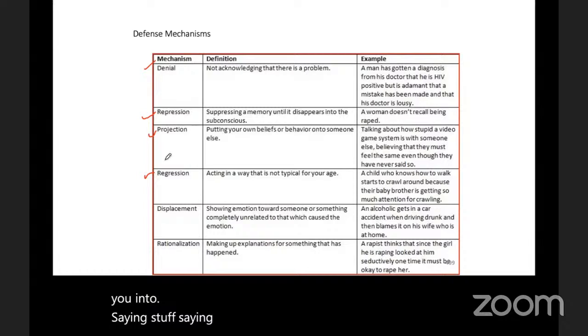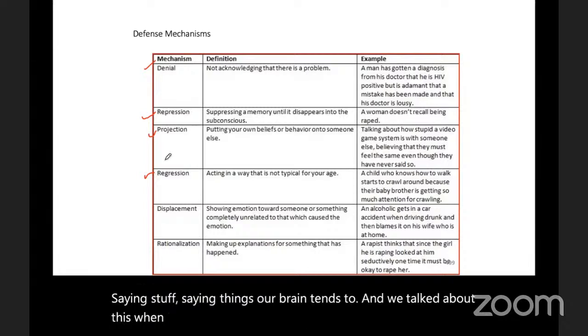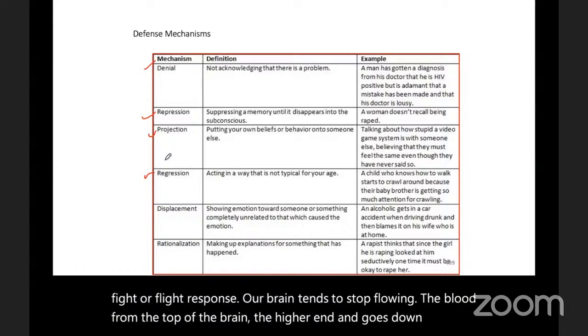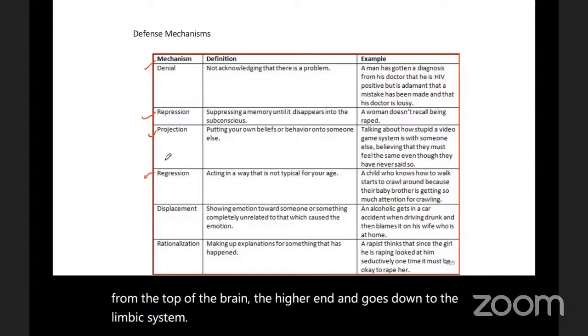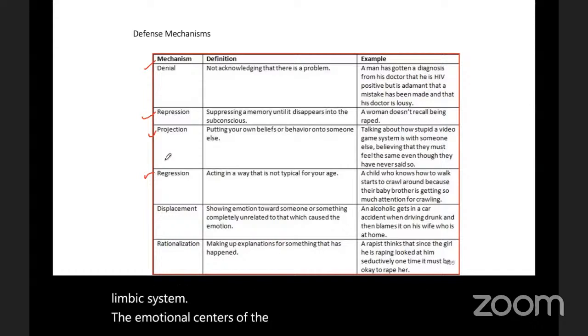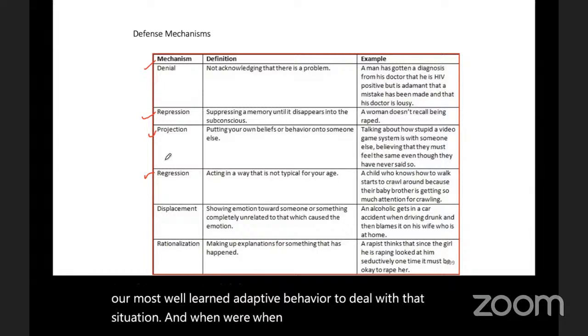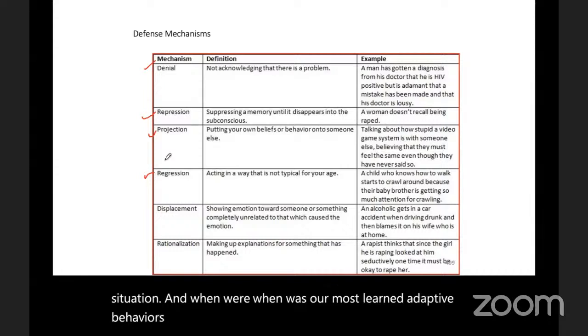Our brain tends to, and we talked about this when we talked about biological psychology with the fight or flight response, stop flowing the blood from the top of the brain, the higher end, and goes down to the limbic system, the emotional centers of the brain. And our brain is going to use our most well-learned adaptive behavior to deal with that situation. And when were our most learned adaptive behaviors learned? They were between the ages of 3 to 6.